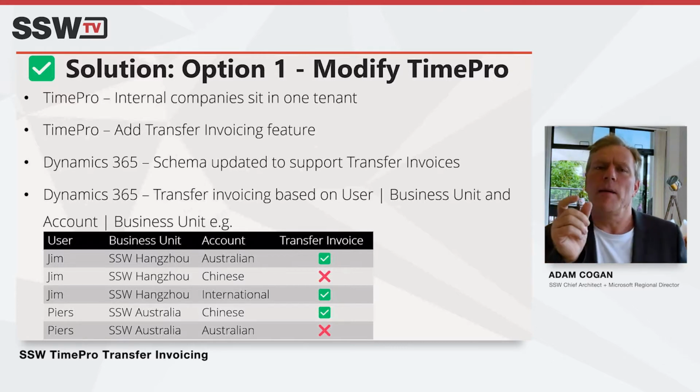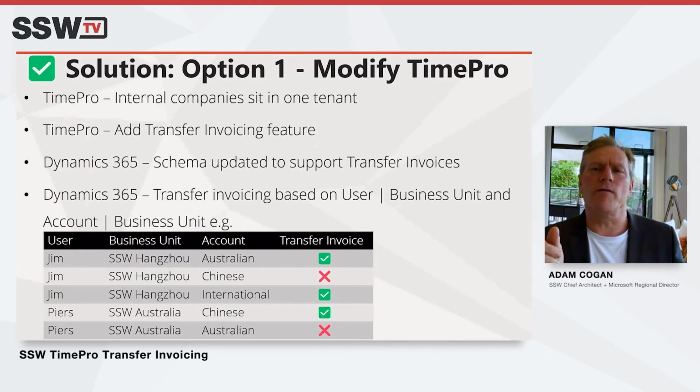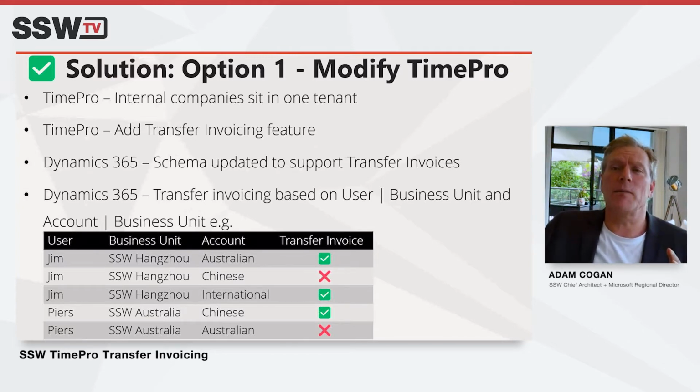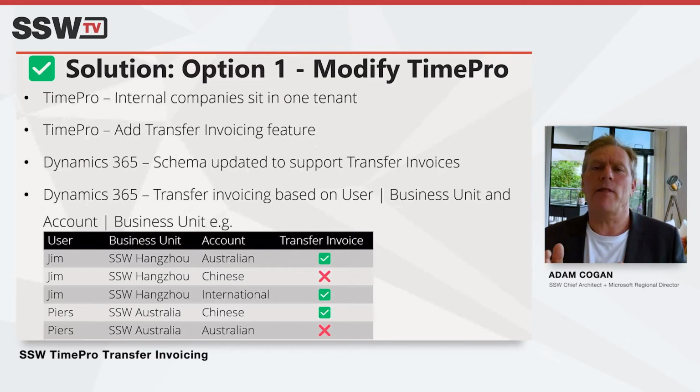But Jim is working in the China office, and he's working for an Aussie client. He needs a transfer invoice. Now, the second scenario for Jim is he's working in the China office for a Chinese client. No transfer invoice needed. Jim could also be working on an international client, such as an American client, and that's invoiced via the Australian office. So a transfer invoice would be needed.